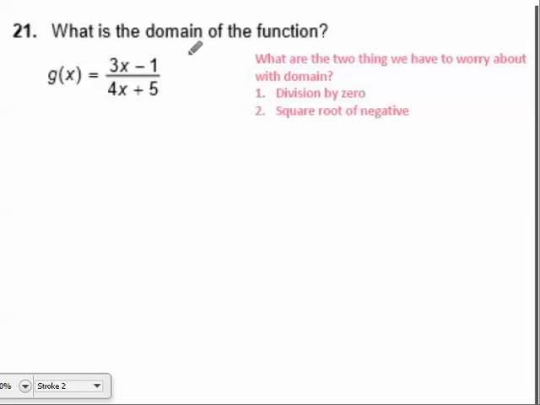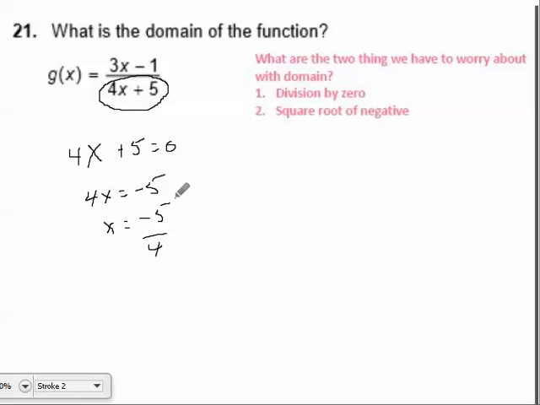When we're looking for the domain, the things we're looking for is anything being divided by 0 or giving me a negative square root. Those would be things that we would leave out of the domain. So when I'm looking at this, I'm going to say 4x plus 5 equals 0. That's 4x equals negative 5. X is equal to negative 5 over 4. That would be the one I want to leave out of the domain.